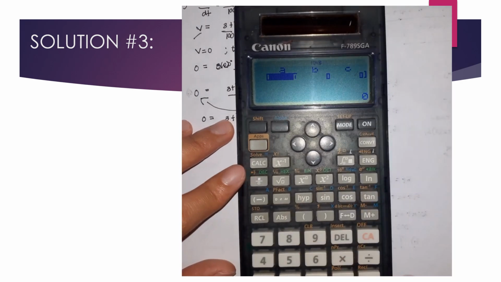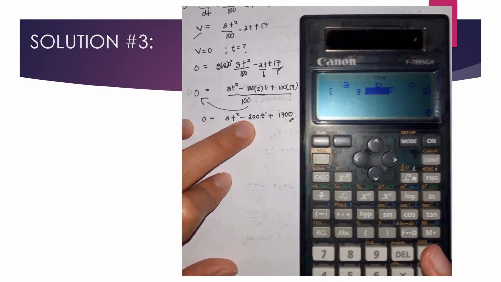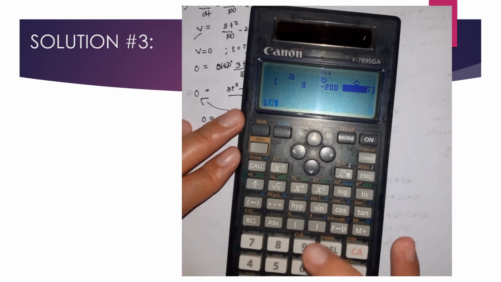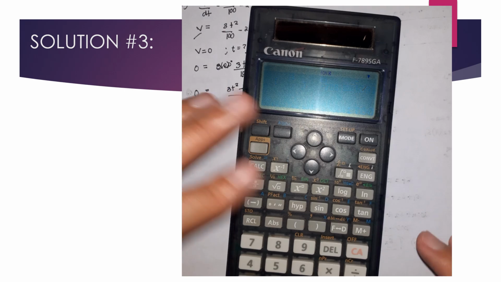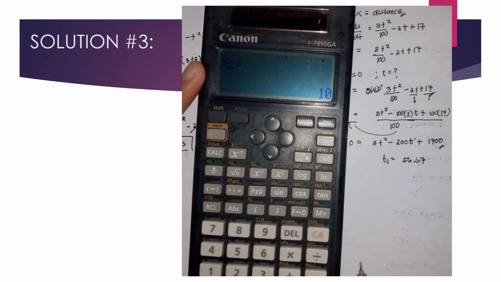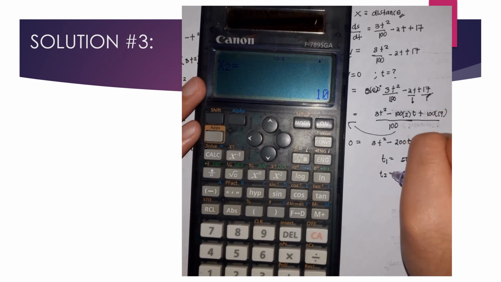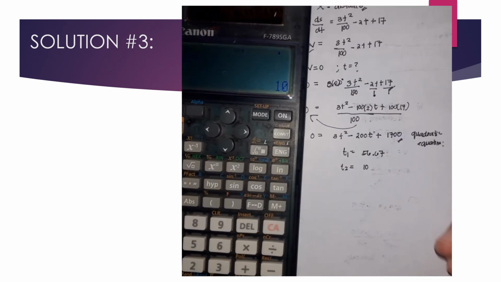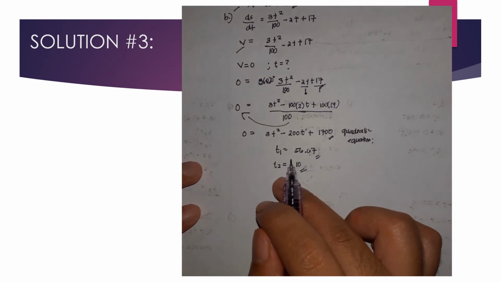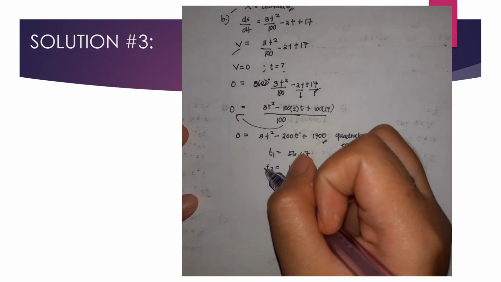So we have 3, then negative 200, and 1,700. Our first value, for t1 we have 56.67, and t2 we have 10 seconds. So we'll pick the second value, which is the 10. We'll pick this one.